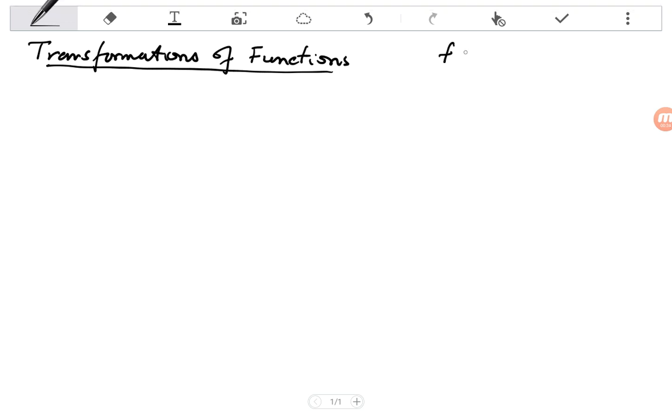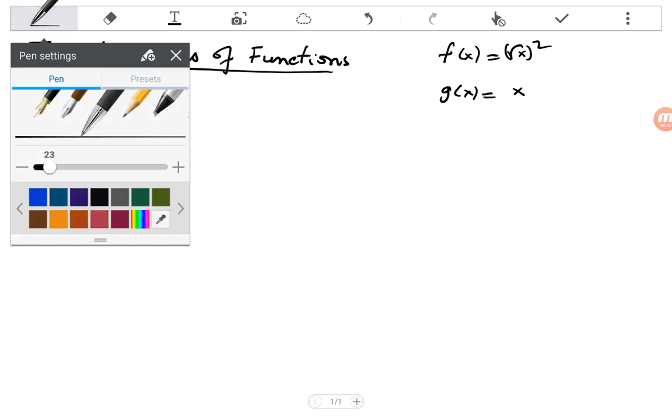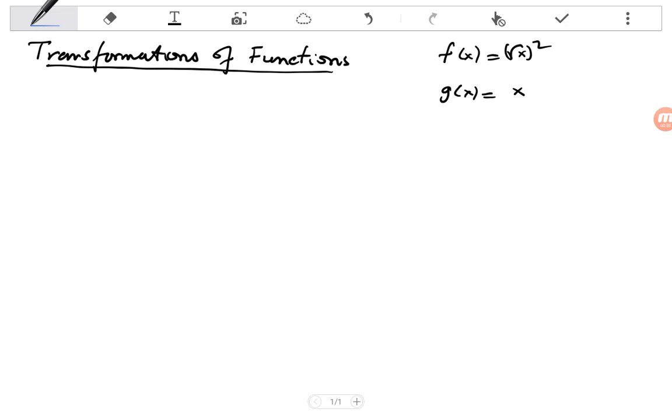For example, if I give you this function f of x is equal to root x squared, and another function which is g of x is equal to x, what is the difference between these two functions? What would you expect the difference to be? If you made this simplification, root x all squared, what is root x squared? It is x. So can I say that f of x is equal to g of x or not? Is that a true or false statement?